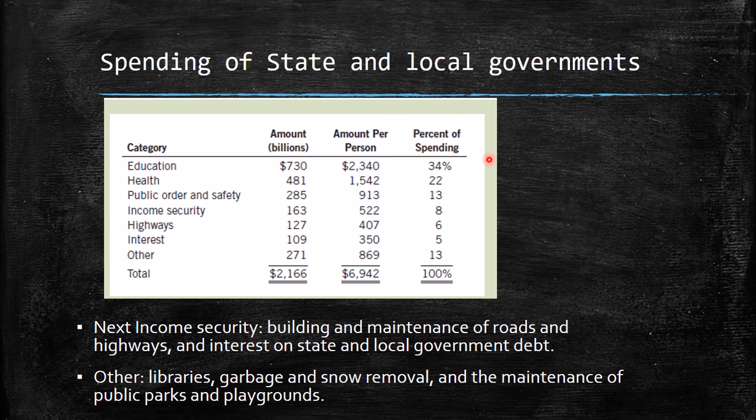Here we have the other one, which is income security. Basically, for example, the building and maintenance of roads and highways, and interest on state and local government debts. And we have the other ones, which represent 13%, actually higher than the other ones, like 271 billion dollars. Libraries, garbage and snow removal, and the maintenance of public parks and playgrounds.